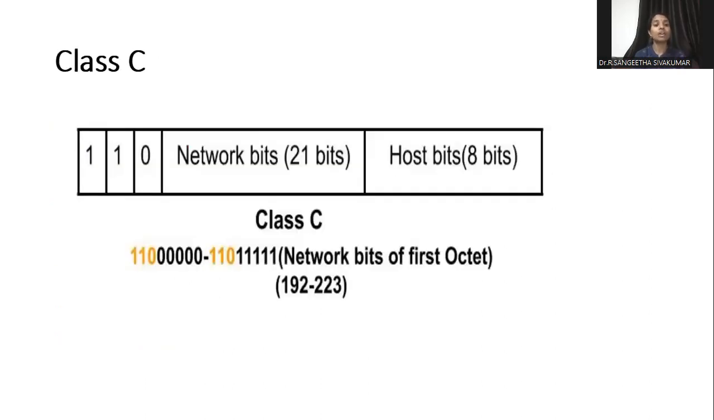Now we have the overall visualization of class C. It usually starts with 110, and here the network bits include 21 bits.